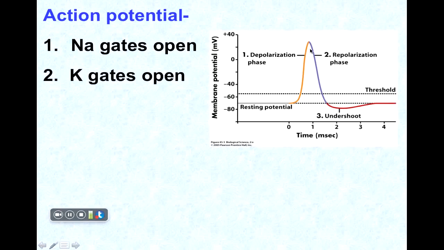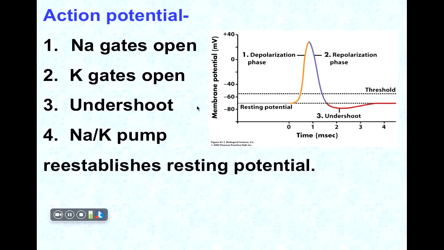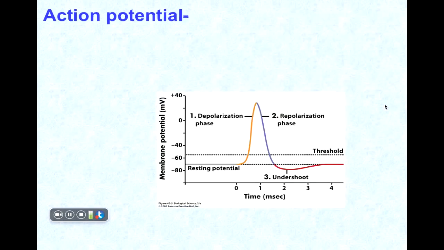A split second later, those potassium gates open, which allows potassium ions to flow out of the cell. That repolarizes the neuron. Those gates can remain open just a split second longer than they perhaps should. Often we see this undershoot, where the cell actually becomes more negative than it was to begin with. But then very rapidly the sodium-potassium pump is again doing its thing. It's actively transporting sodium out and potassium in, thereby reestablishing the resting potential of that neuron.